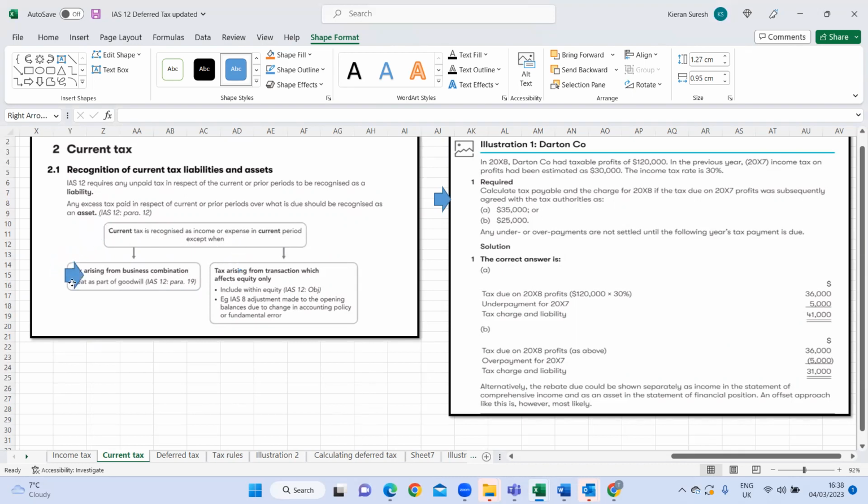But there are exception cases. One exception is where we have a business combination. We have bought a subsidiary, and the tax was related to that business combination.